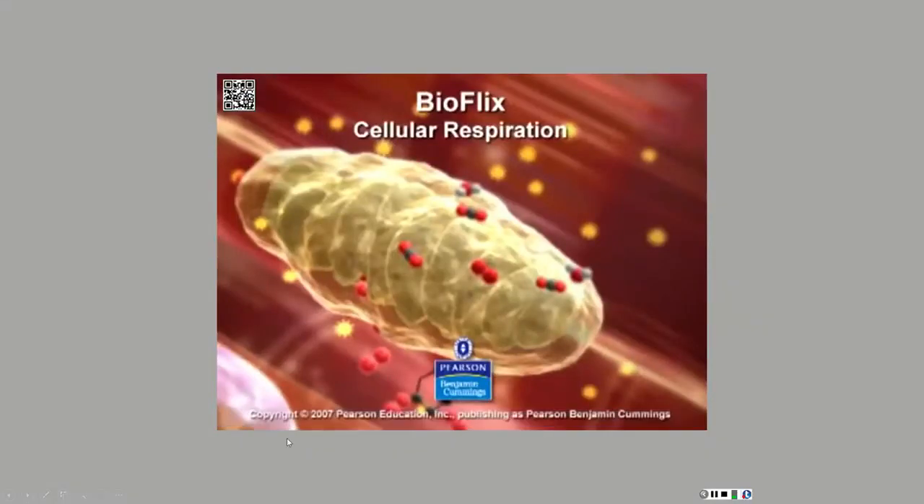Now let's watch a quick video, and again, this is attached to the PowerPoint, so just listen to it on your PowerPoint, but this is going to show everything that we just drew all the way from the beginning. So this is showing the entire cellular respiration process.